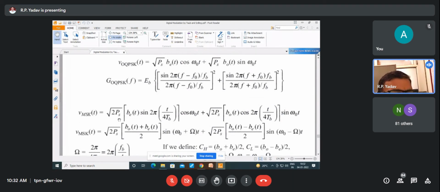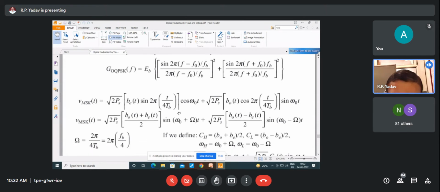My MSK signal will be represented by √2 PS, that is, the power component, b even bit, and my sine phasor I'm multiplying to modify and to smooth out the edges. So this is my sine 2πt upon 4Tb, that's the time period I'm taking for that, and cos ω0 is my carrier. So my b even is carried forward by the cos along with this. And the next one is b odd cos 2π as a carrier and sin ω0t as your carrier.